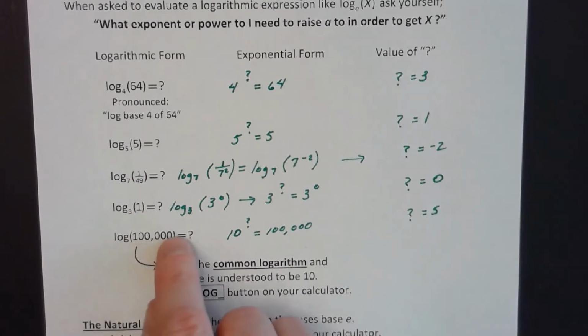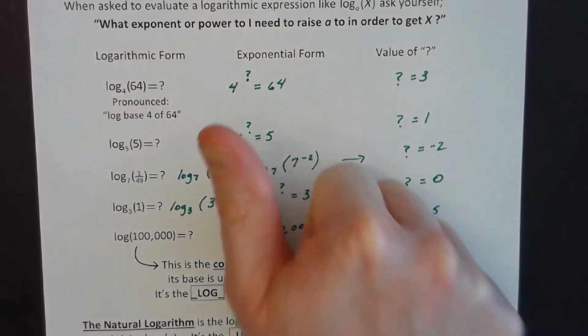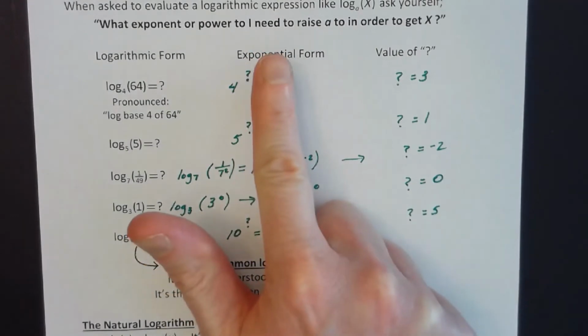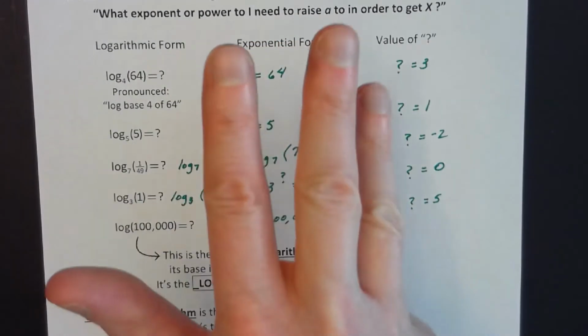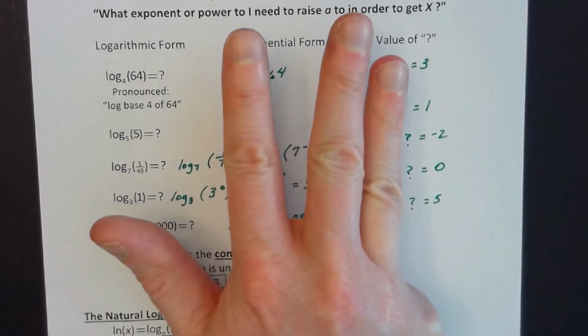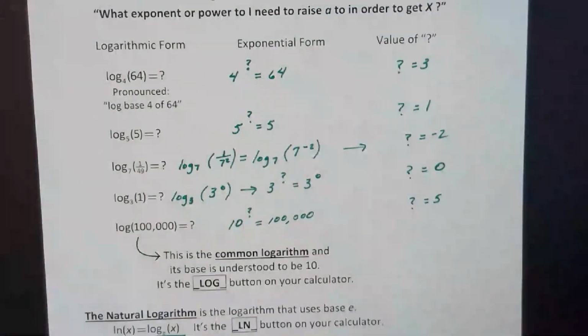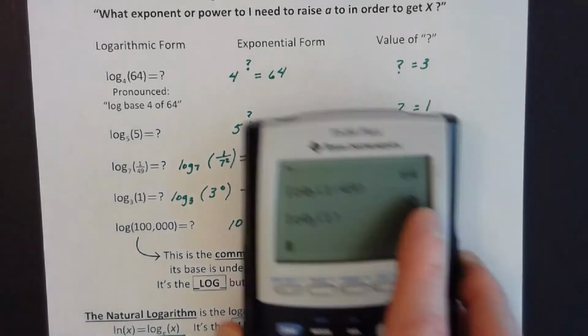There's 5 of them. But you could say 10 to the first power is 10. 10 to the second power is 100. 10 to the third power is 1,000. 10 to the fourth power would be 10,000. 10 to the fifth power is 100,000. So you could count it out like that as well.